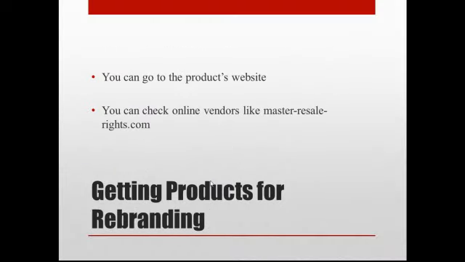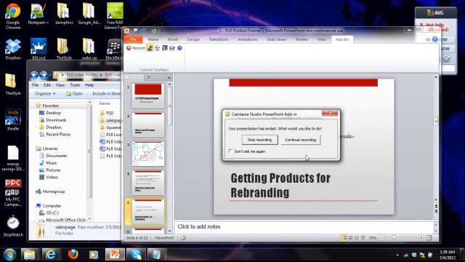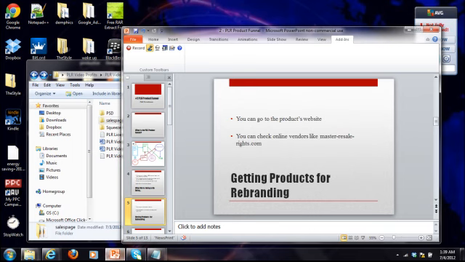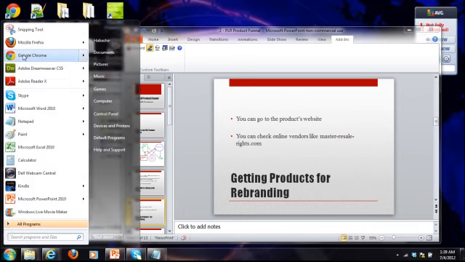Now, the next question addresses how do you find products that you want to rebrand? Well, sometimes if you're surfing the web and you stumble across an info product that's offering PLR private label rights, you can simply choose to purchase it and you're good to go in that way. But if you want the fastest way to find good products to rebrand, you can check online vendors like masterresellrights.com, which is just a great tool. Let's show it to you right now.